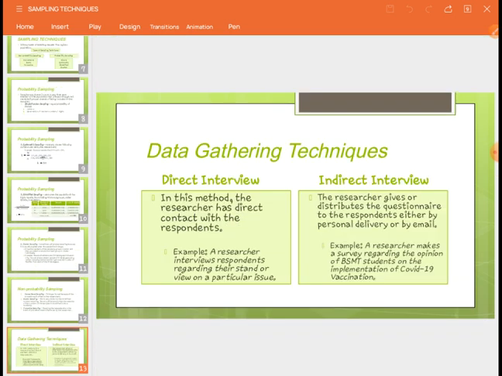Next is data gathering techniques. We have indirect and direct interview. So sa direct interview, the researcher has direct contact with the respondent. While the indirect, the researcher gives or distributes the questionnaire to the respondents either by personal delivery or by email.